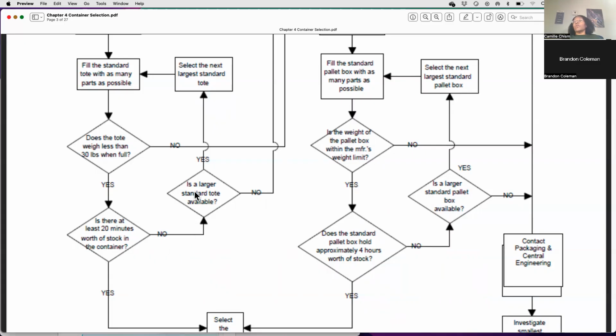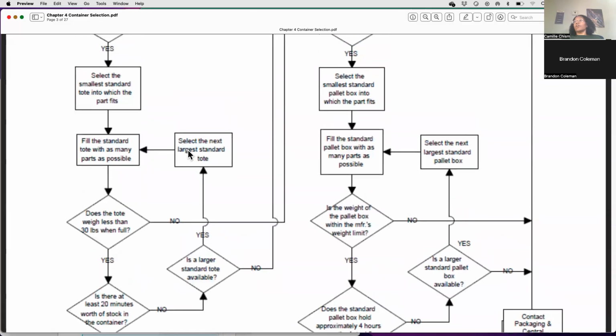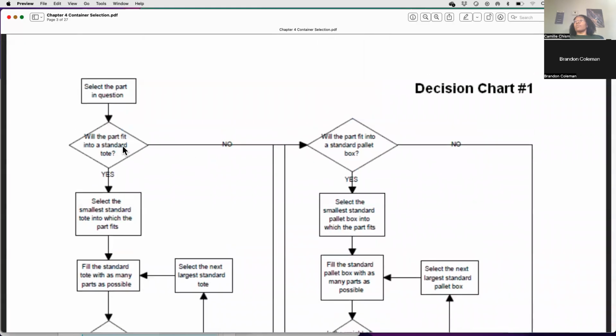So you're going back to a larger standard tote. Let's say yes, you did. You go through the exercises again. Does it work? Maybe you get to a point, you keep doing this, and then you hit 30 pounds. And you go, no, so then you're going to go back to the one before that. So that's kind of how this works. It's a pretty standard flow chart, but you can see some of your decision points.